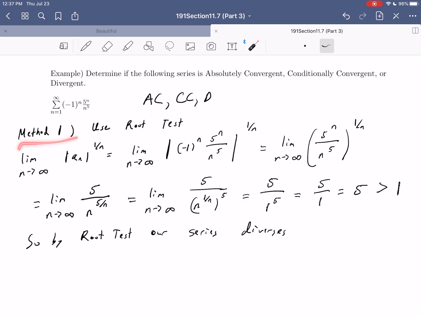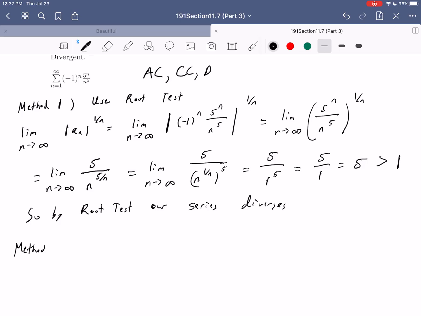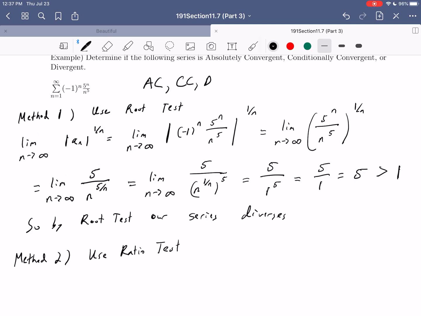Now, I said method 1 here because on your own, what you can try is method 2. You can use ratio test. It will also work. It'll be a little bit messier, but it will work.